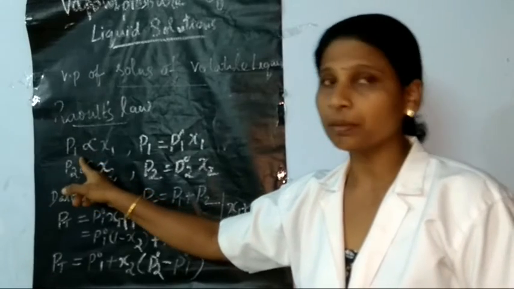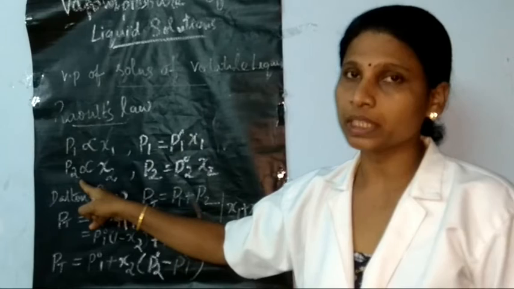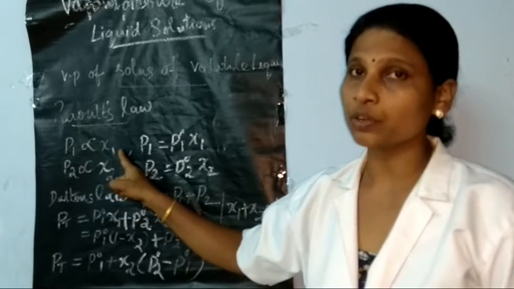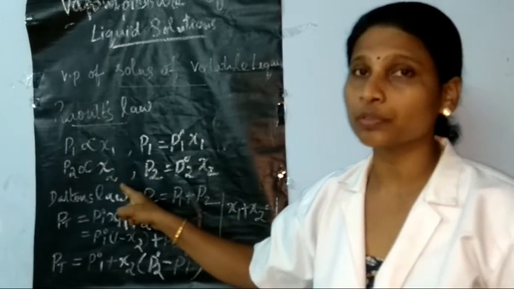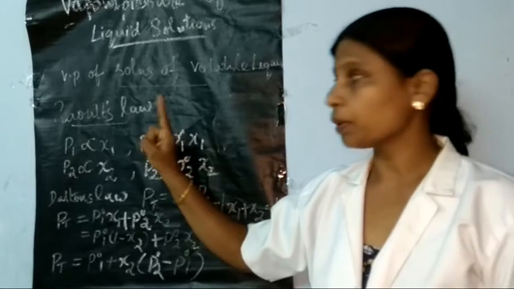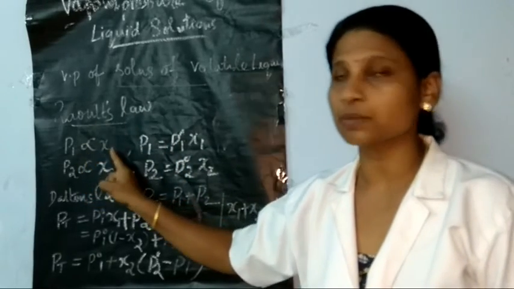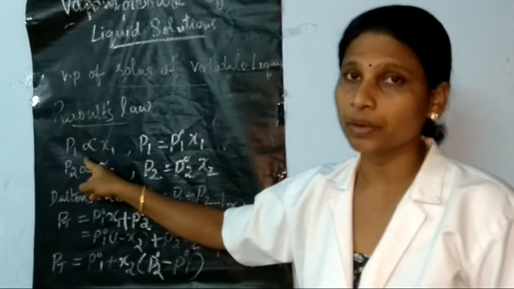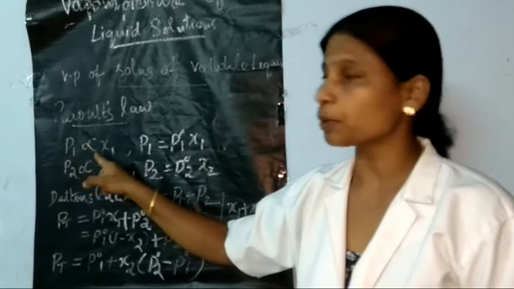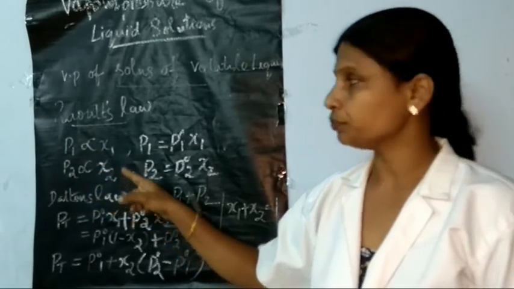Let P1 be the vapor pressure of component 1, P2 be the vapor pressure of component 2, X1 be the mole fraction of component 1, X2 be the mole fraction of component 2. According to Raoult's law, the partial pressure of each component is directly proportional to its mole fraction. P1 is proportional to X1, P2 is proportional to X2.